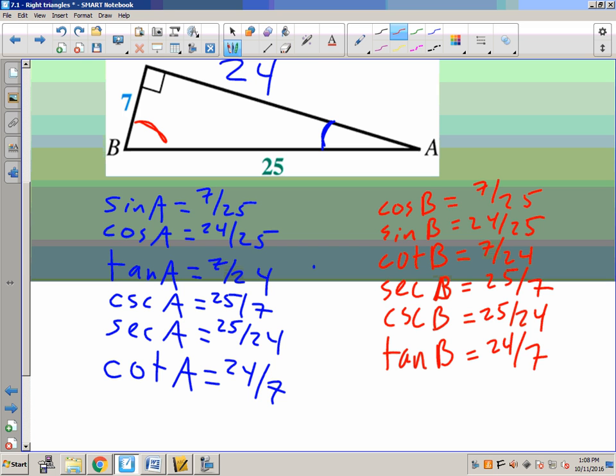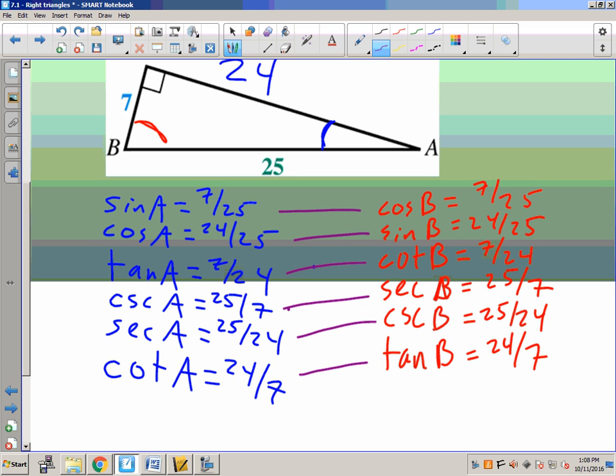So hopefully, you guys are able to see that I arranged these so that the values were exactly the same going across. The sine of A is 7 over 24, and so is the cosine of B. The cosine of A is 24 over 25, and so is the sine of B. The tangent of A and the cotangent of B are both 7 over 24. And the cosecant of A and the secant of B are the same.